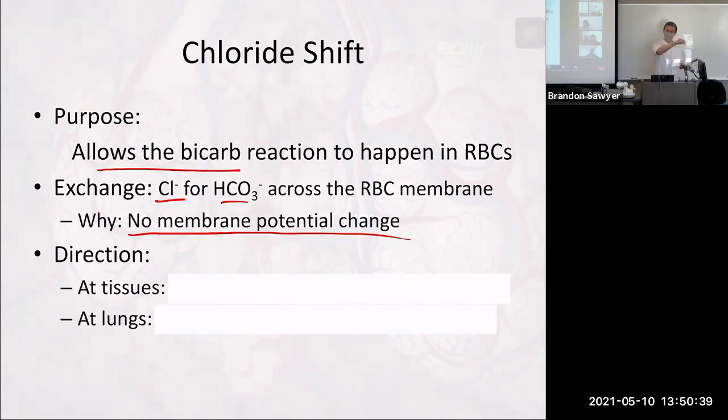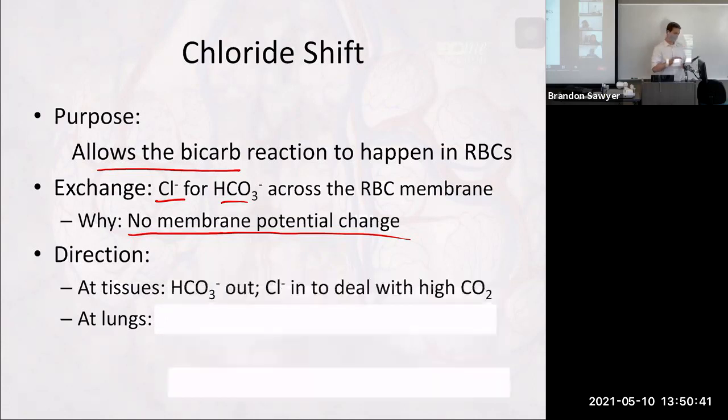The direction that this happens: if this red blood cell is down at the tissues, then the bicarb goes out of the red blood cell, and chloride goes in, because this is going to help us deal with the high CO2 concentrations that we have down at the tissues, since the tissues are producing that CO2 as a byproduct.